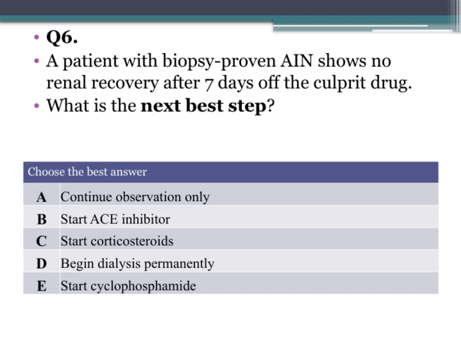All right, let's look at this scenario carefully. We have a patient with biopsy-proven acute interstitial nephritis, or AIN, who hasn't shown any renal recovery after 7 days of stopping the offending drug.